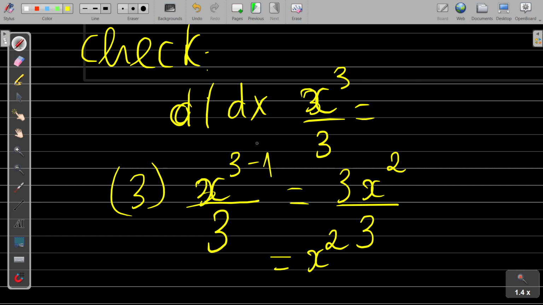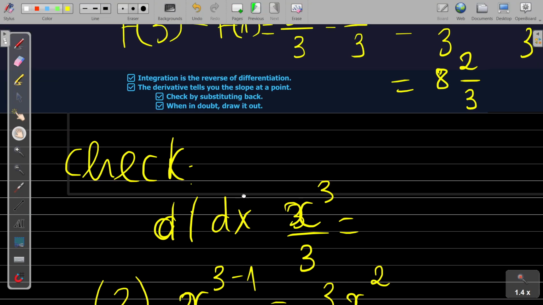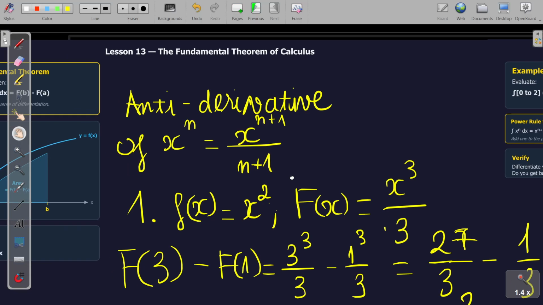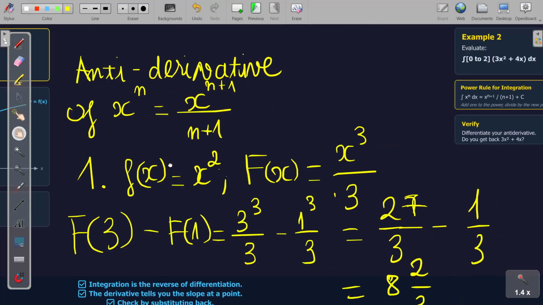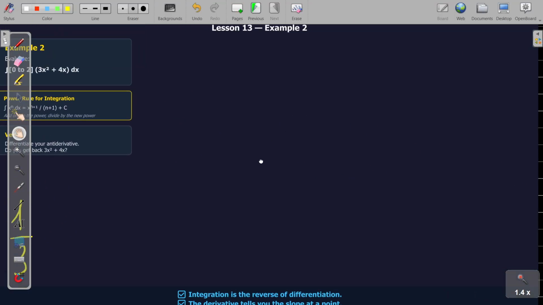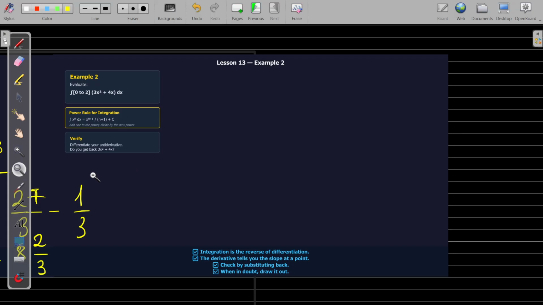So we want to check by substituting them back. Differentiate the x cubed over 3, and you will get x squared. So the antiderivative is correct, and so the integral is correct. Remember to do the checks in your own notes to make sure you didn't do anything wrong. Yeah. So let's get into our next example, example number 2.